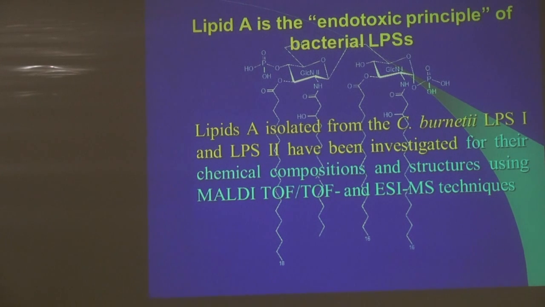But we started in the past to study lipid A from LPS I and LPS II, and we did this through chemical component analysis, NMR, and tandem electrospray MS techniques. When we started this work, it was said that lipid A from Coxiella burnetii is a highly complex molecule, so it's very difficult to detect the complete structure and to confirm the structure of these lipids.